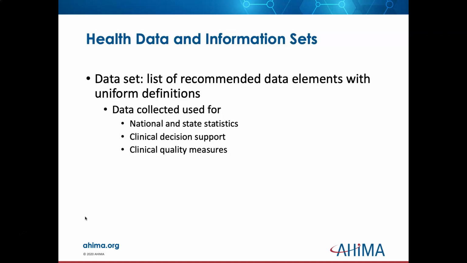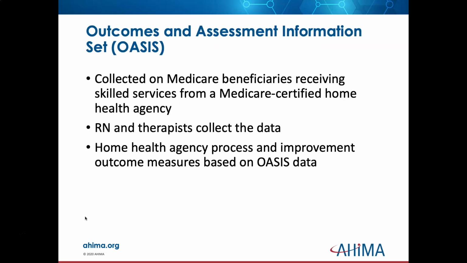Health data and information sets. Now we move on, page 145, into data sets. A data set is a list of recommended data elements with uniform definitions used for national and state statistics, clinical decision support, and clinical quality measures. So examples of these are OASIS, HEDIS, UHDDS, and a common clinical data set, the CCDS. These are again in your book from pages 145 to 147. I want you to read through your book and be familiar with these and understand what they're for.